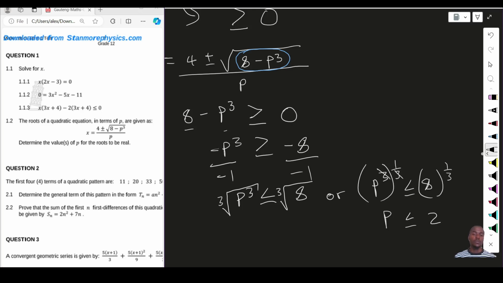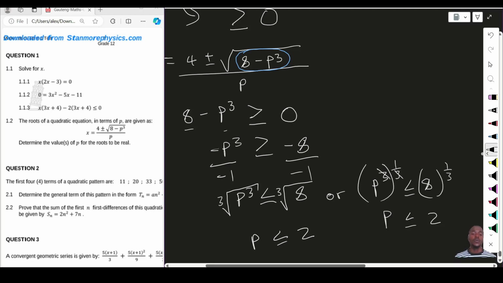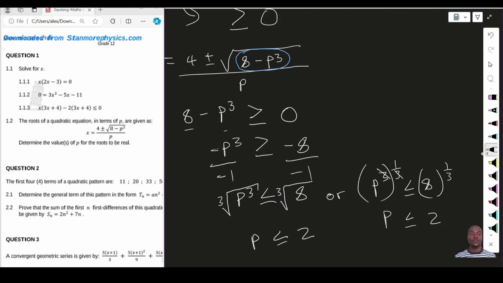Also here, when you put this in your calculator, you should get p less than or equal to 2. So this is how we determine the values of p for the roots to be real.